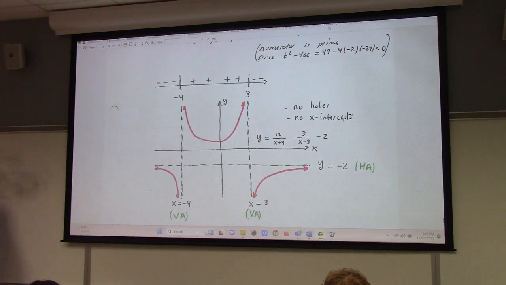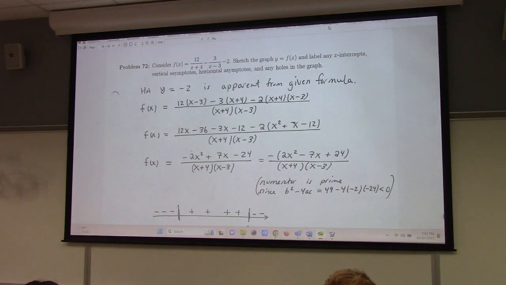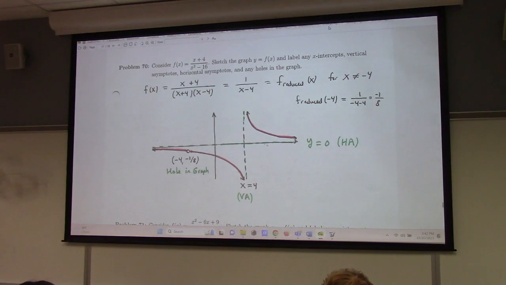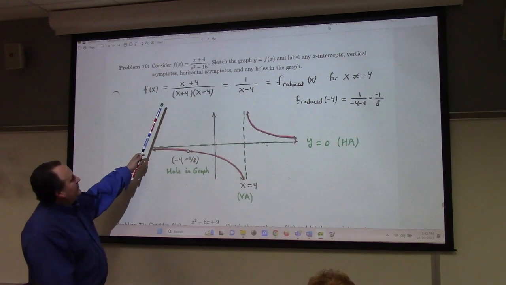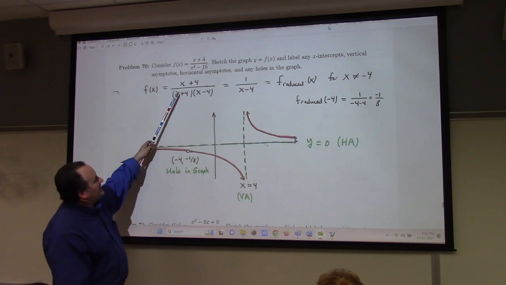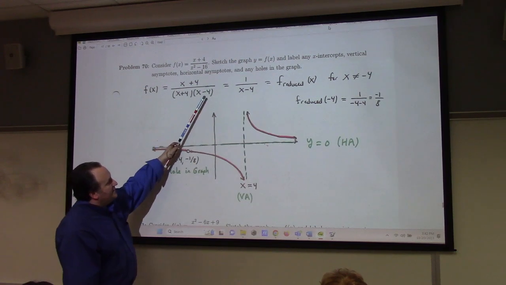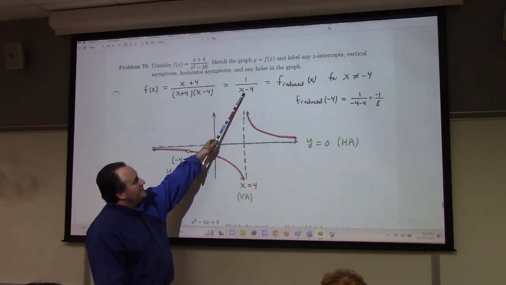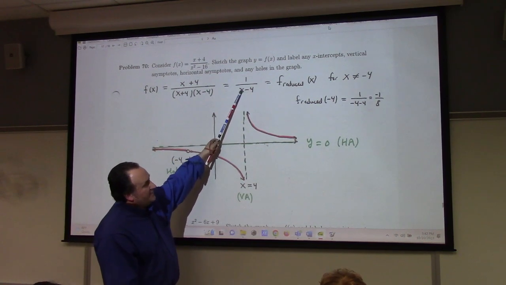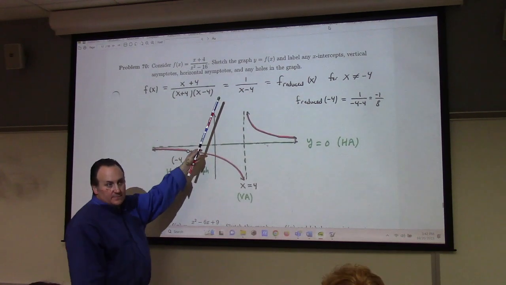Again, I think the algebra is a little bit tough at the start, but the graphing itself isn't too bad. This one here is a little bit trickier in some sense because of the hole in the graph. So here, I've got a common x plus 4. I cancel that. This gives me the reduced function. And my method is this, guys: I graph the reduced function and then add the hole.